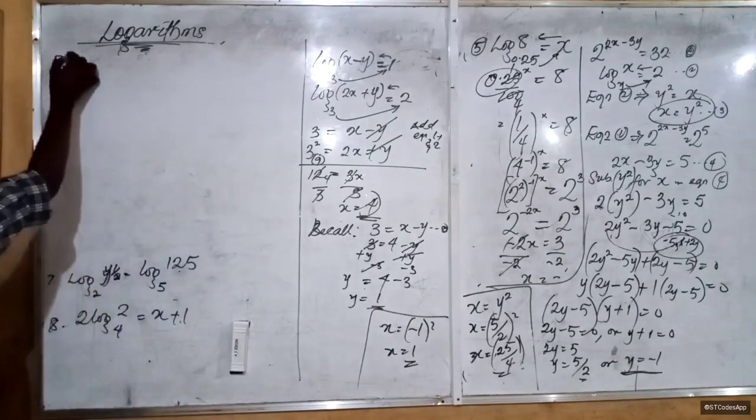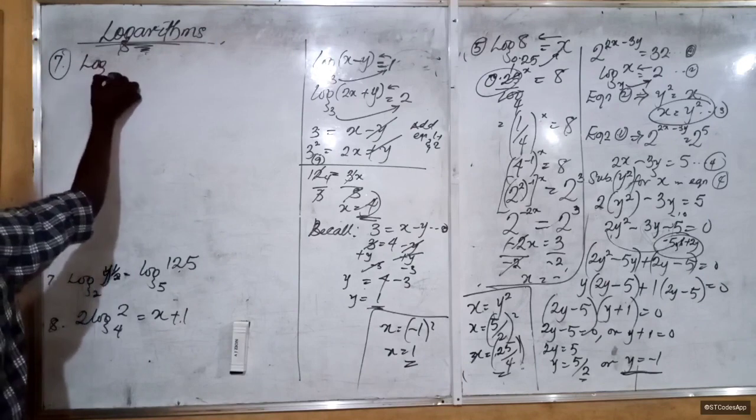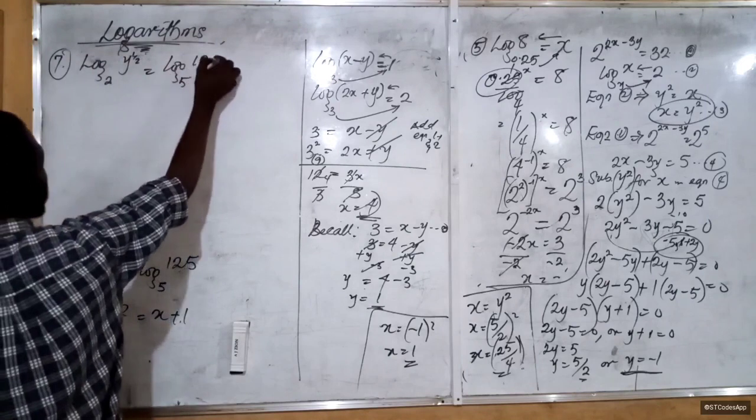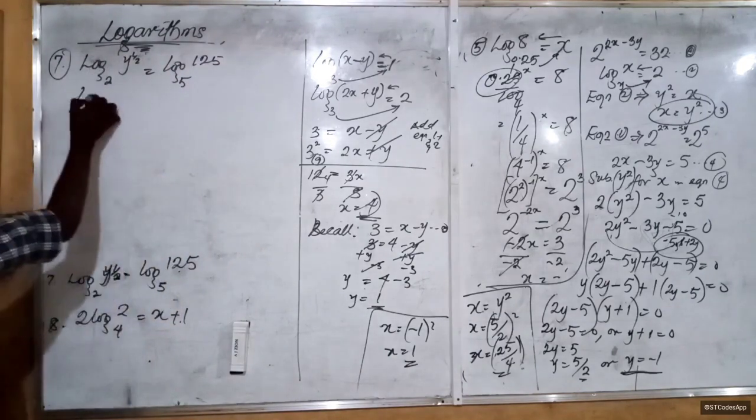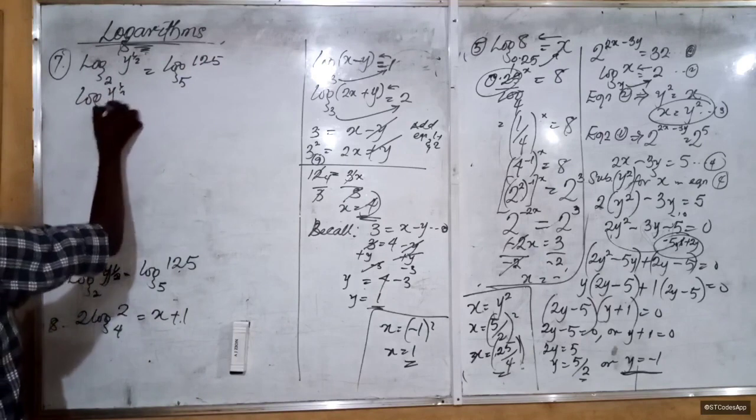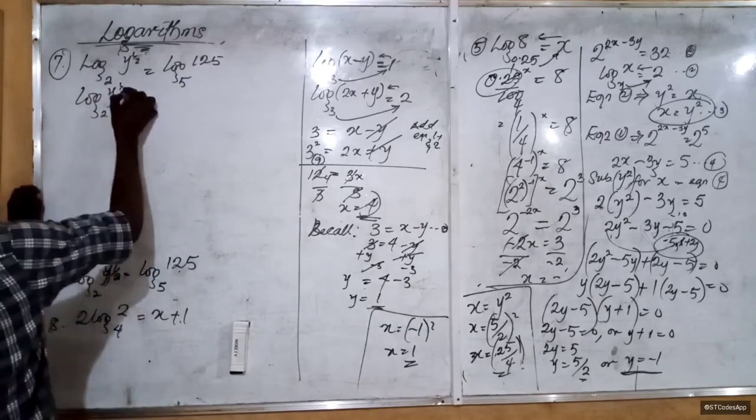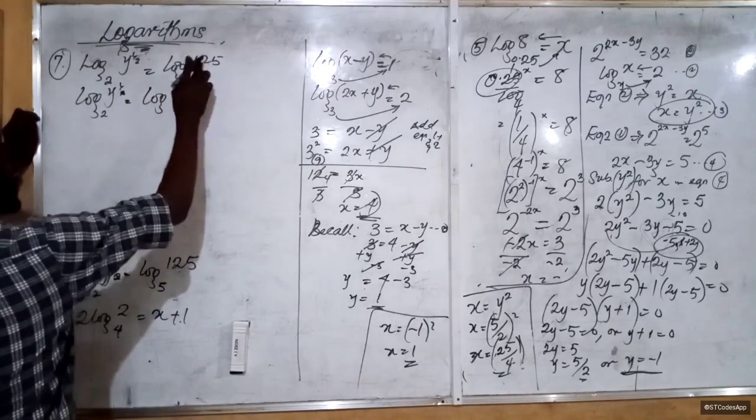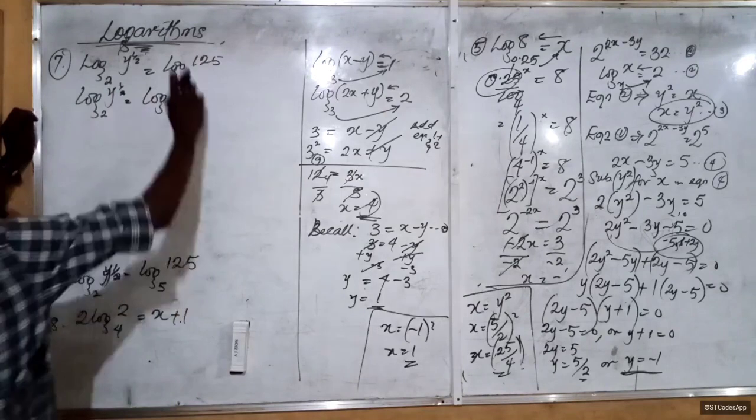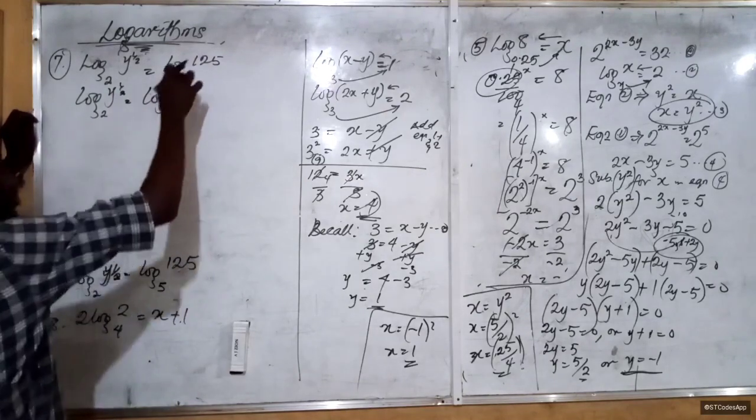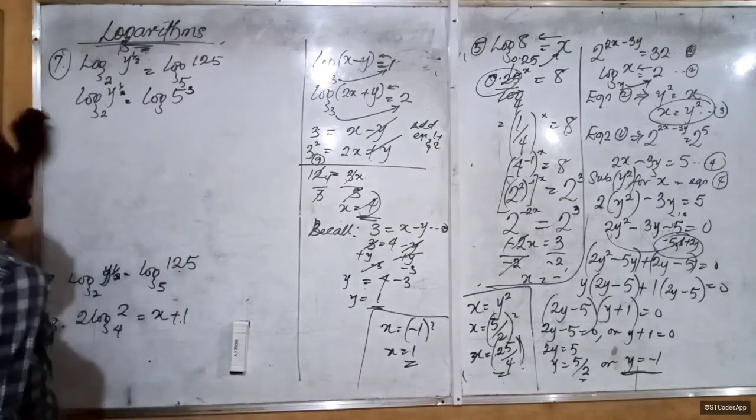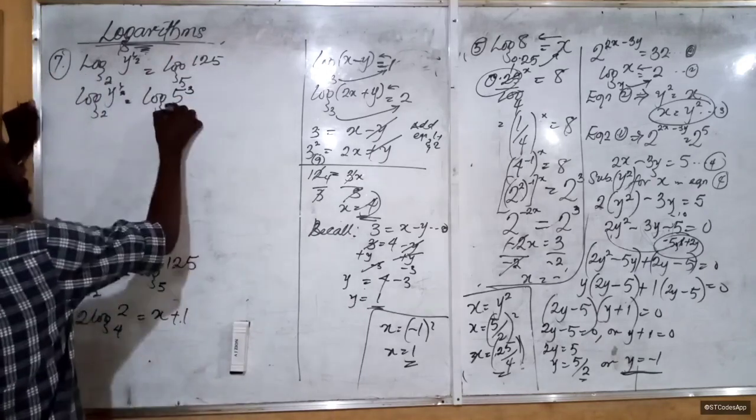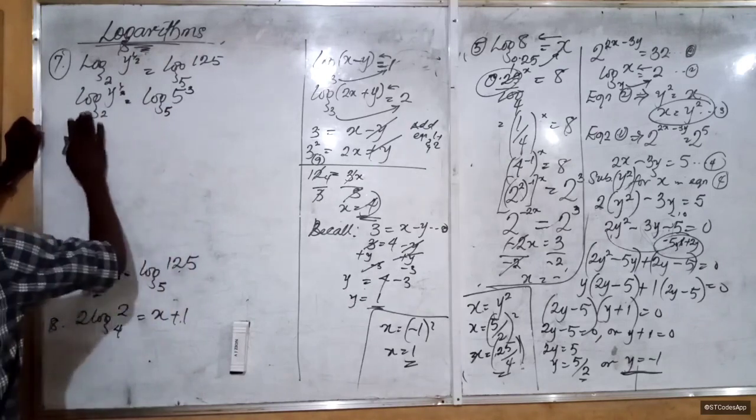Number 7 says log to the base of 2 of y raised to power half is equal to log to the base of 5 of 1 over 125. So we can basically say that log of y raised to power half to the base of 2 is equal to log of 1 over 125 to the base of 5. I turn this result to make this base equal to this base. By saying 5 to the power 3, 5 times 5 times 5 will give me 125. 5 times 5, 25. 25 times 5, 125. So the base of 5.